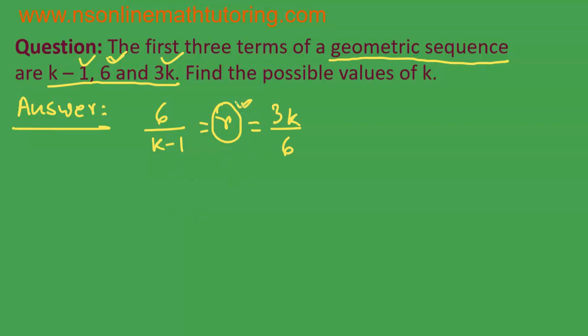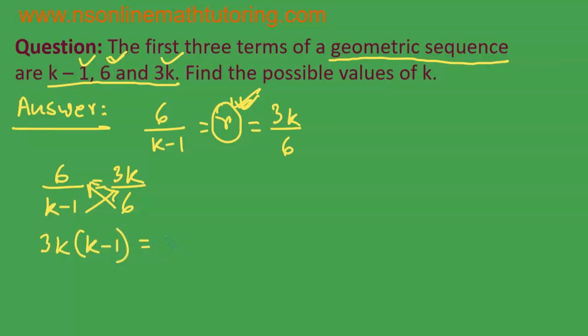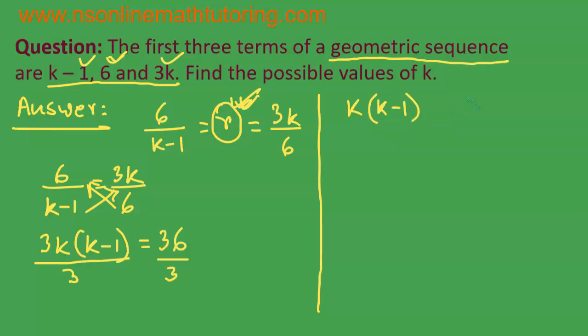So now I am just excluding this part and I am writing the equation as 6 over k minus 1 is equal to 3k over 6. And I am just cross multiplying. So it is 3k times k minus 1 is equal to 6 times 6, which is 36. I always try to get the coefficients smaller. So if I divide the entire equation by 3, what do we get? We get k times k minus 1 equal to 36 divided by 3, which is 12.